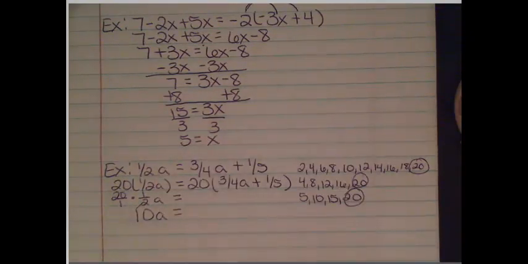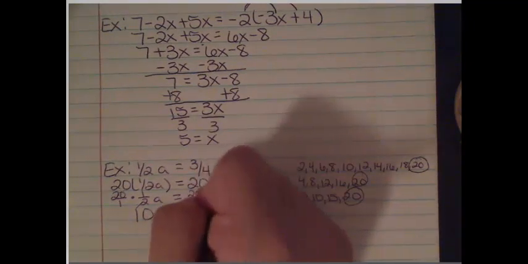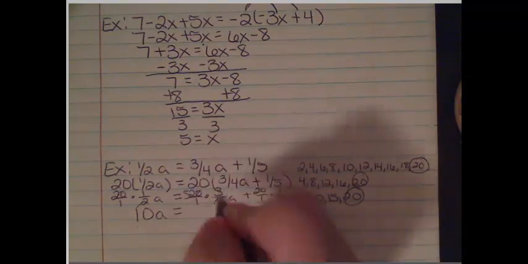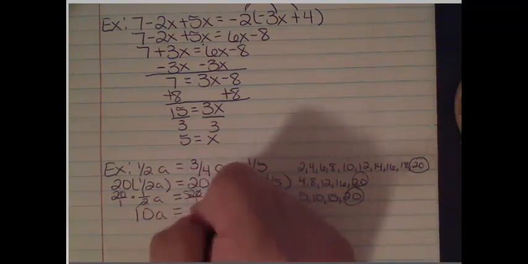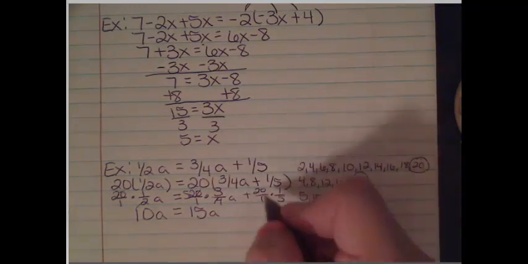If you don't remember this, you really need to go back to chapter 1 and refresh yourself on fractions. Okay? Same thing's true over here. We would have 20/1 times 3/4a plus 20/1 times 1/5. And the 20 and the 4 would reduce down to 5, leaving us with 15a. And the 20 and the 1/5 would reduce down to just leaving us with a 4.